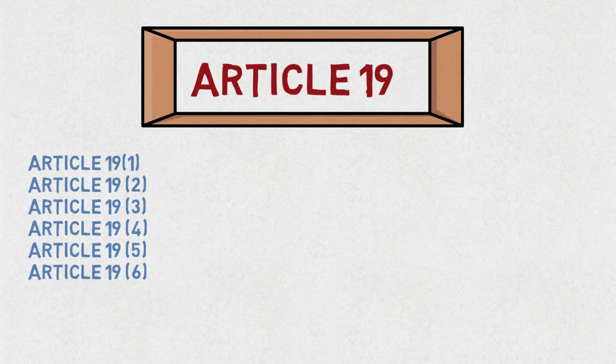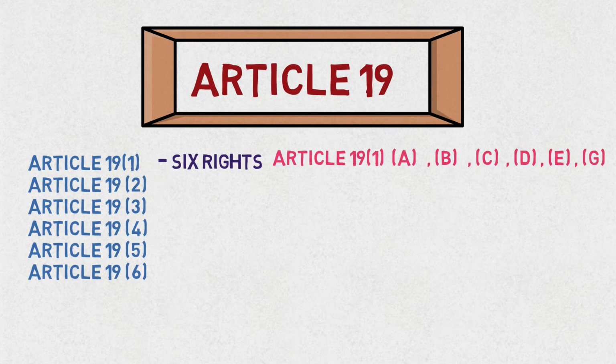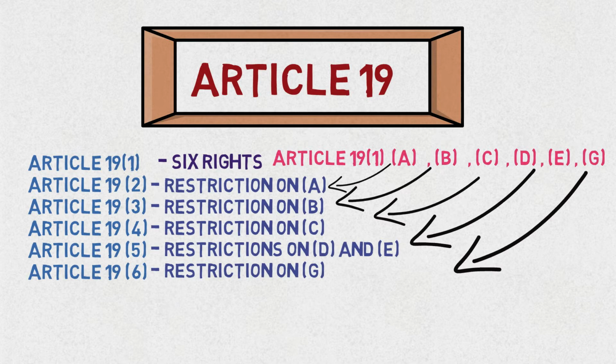Article 19 Clause 1 mentions the 6 rights that need to be protected. Now let's look at each of these 6 rights in detail and also see the grounds of restrictions. Article 19 Clause 1 Subclause A, Freedom of Speech and Expression.